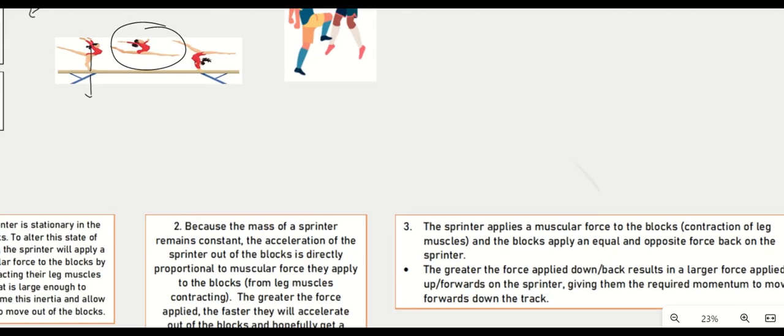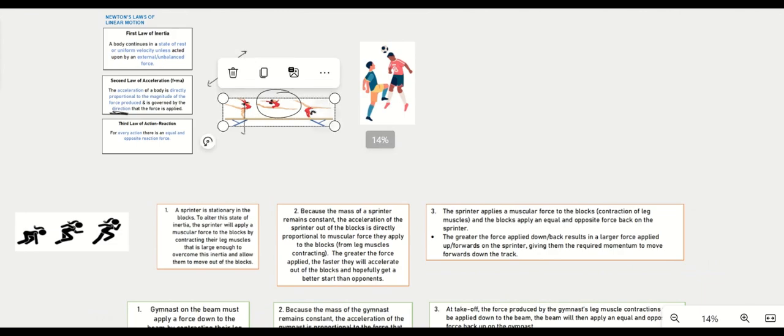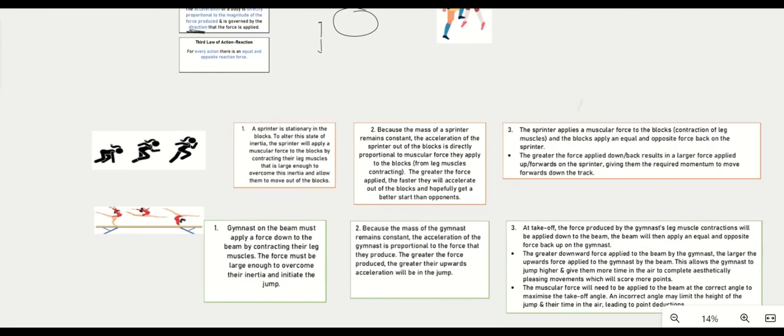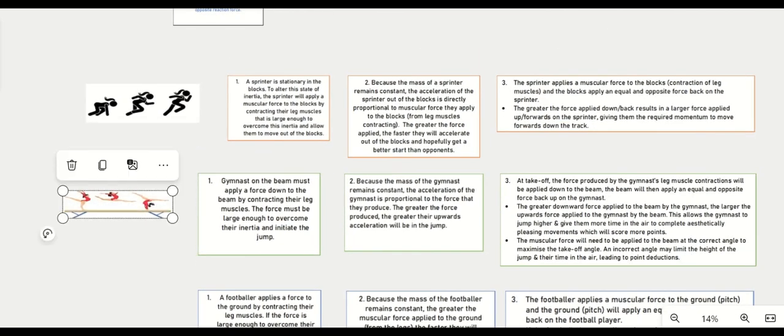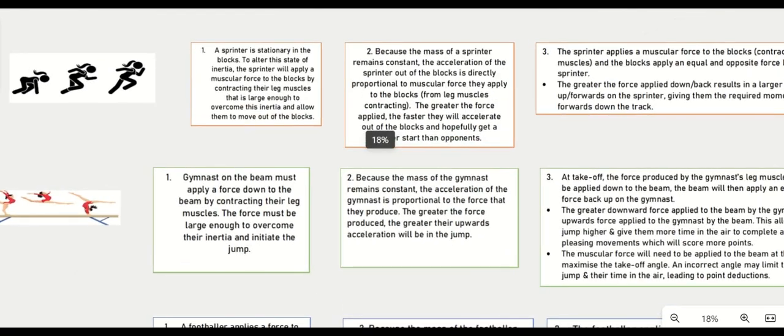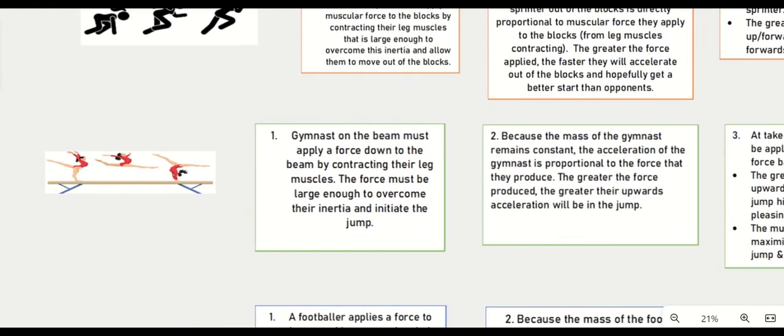Okay, if we just have a little look at the gymnast, let me try and move her along. Here we go. So we've got a gymnast on the beam here. Make that a bit bigger. Look at the first law. So to start with, she's in a state of inertia. If she wants to move, she's going to have to apply a force down to the beam that's large enough to overcome her inertia, and that will start the jump. So the first law is all about starting the movement.